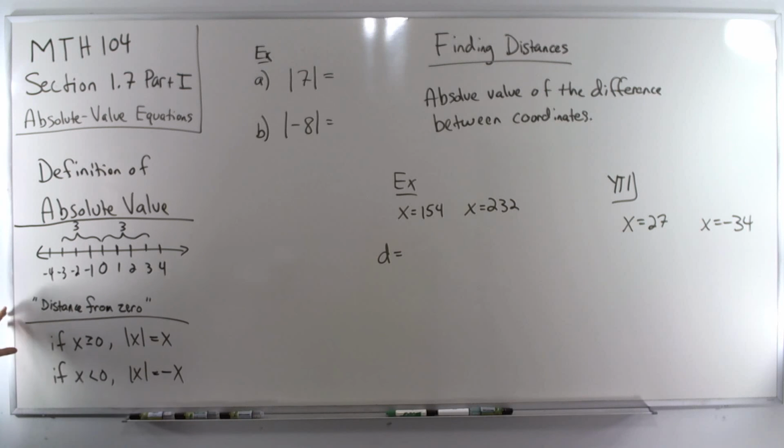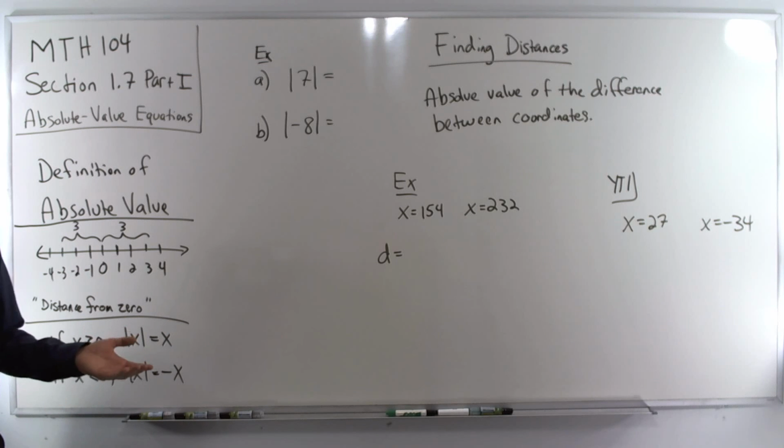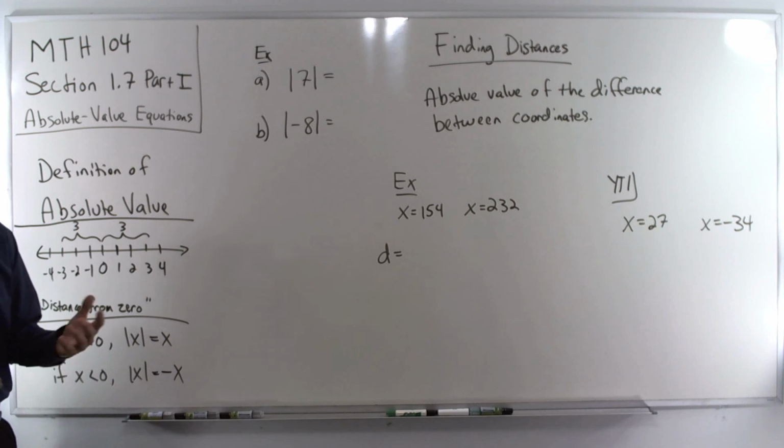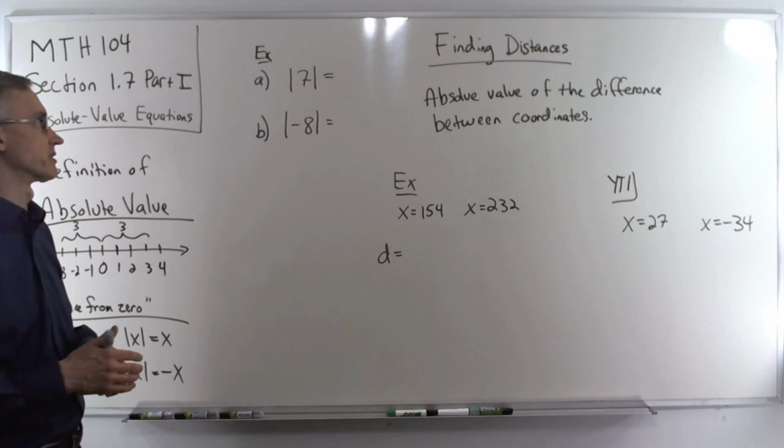Now, a more formal definition is: if x is greater than or equal to 0, then the absolute value of x is just itself. So nothing changes there if it's 0 or greater. But if x is negative, then we have to switch the sign. So the absolute value of x would be the negative of x. So for example, if x is negative 10, we'd switch the sign to positive 10. The absolute value of negative 10 is positive 10.